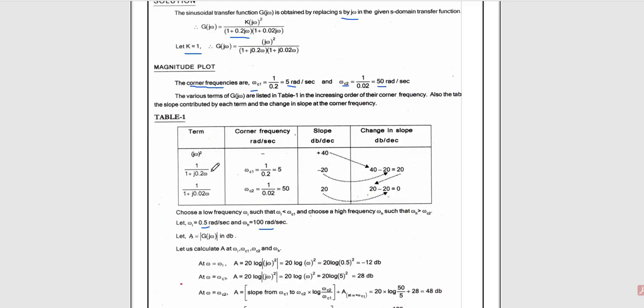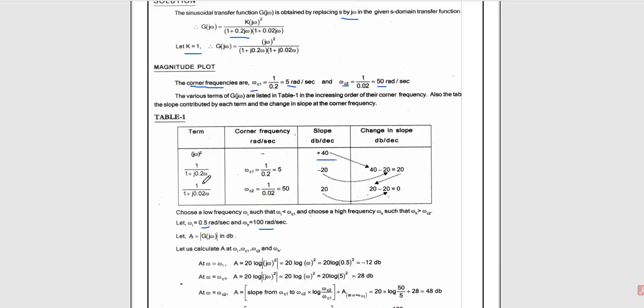So we have written all the 3 terms, and these two terms will have corner frequencies, and this one won't. We call this a derivative term. S squared we call a derivative term. If it is 1 by s squared, we call it an integral term. So it is (j omega) squared and it won't have a corner frequency, so dash. For j omega, for 1 s, the slope will be plus 20. It is (j omega) the whole square, so the slope is plus 40.